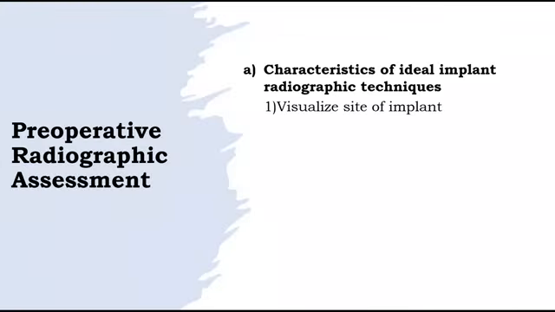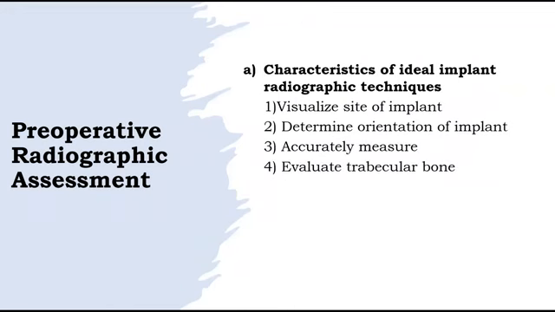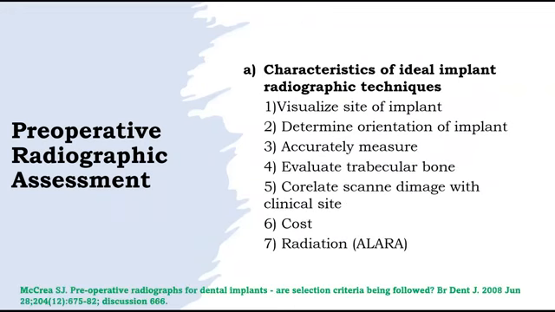The ideal imaging techniques in implants have to have certain characteristics. That is, during the preoperative radiographic assessment, the ideal radiographic technique should have the ability to visualize the site of the implant in the mesiodistal, facial-lingual, and superior-inferior dimensions. They have to have the ability to determine axial rotation of implants to allow reliable and accurate measurements. They should have the capacity to evaluate trabecular bone density and cortical thickness.